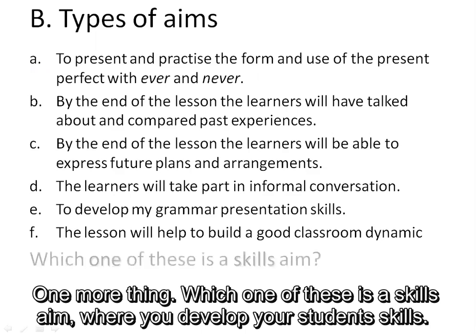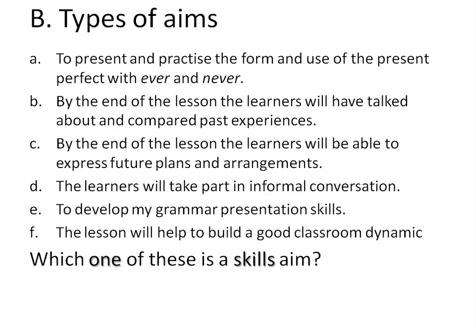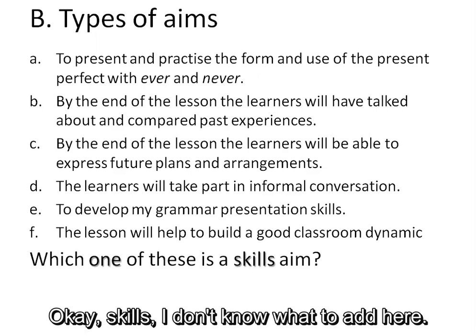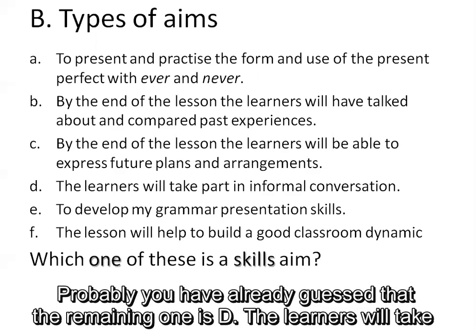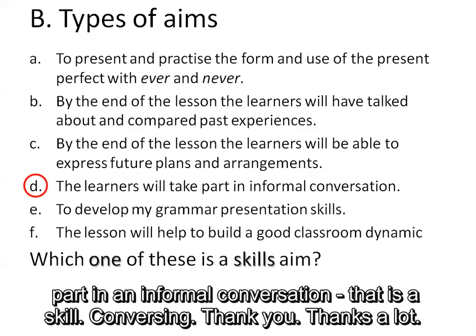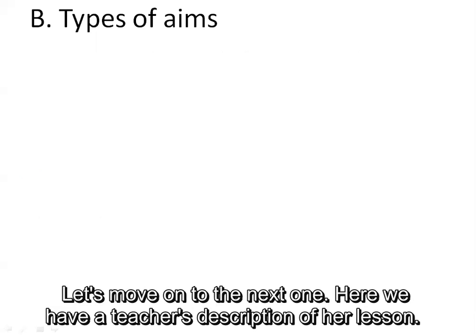One more thing. Which one of these is a skills aim? Where you develop your students' skills. Okay, probably you have already guessed that the remaining one is D. The learners will take part in an informal conversation. That is a skill, conversing. Thank you. Thanks a lot. Okay, let's move on to the next one.